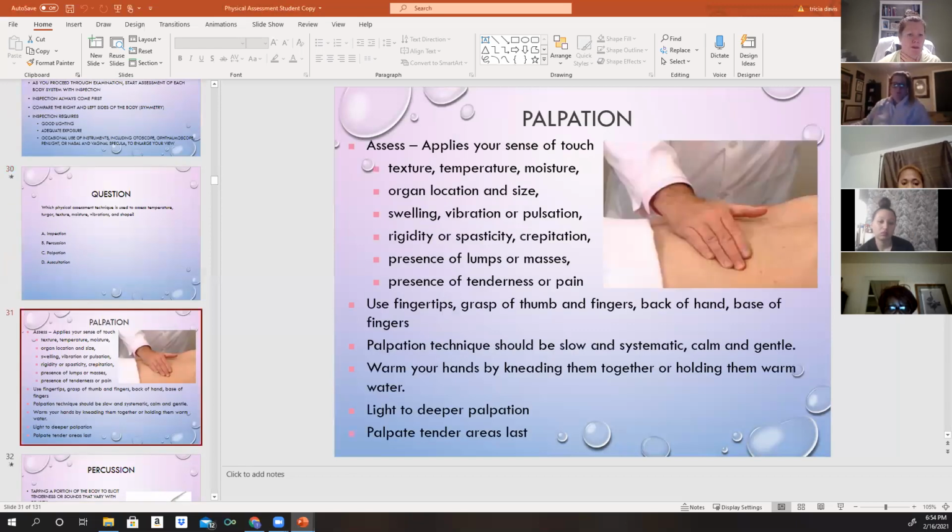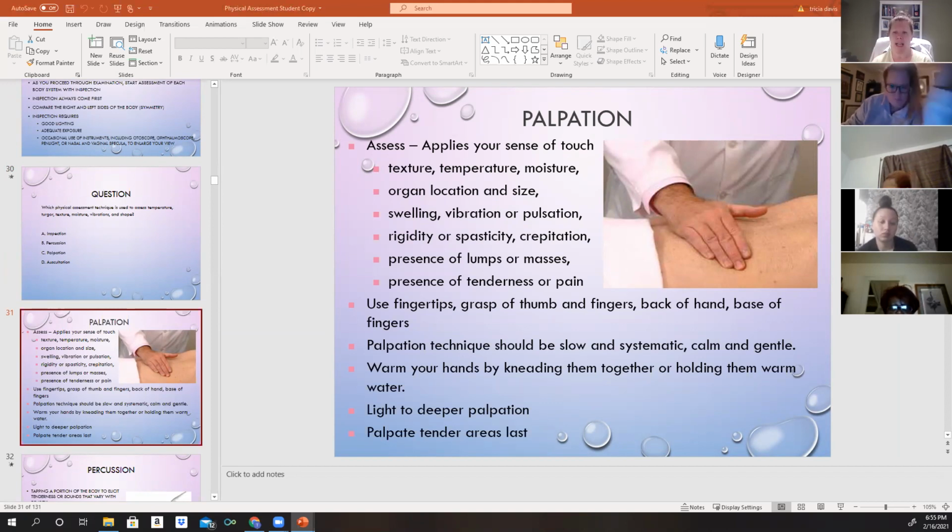So palpation, you are going to apply your sense of touch to determine texture. So is their skin dry? Is it really, really hard? Is it edematous? Is it wet? Is their skin leaking? Or is it dry?